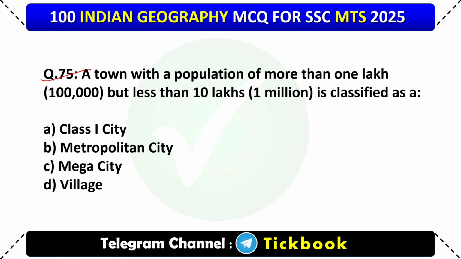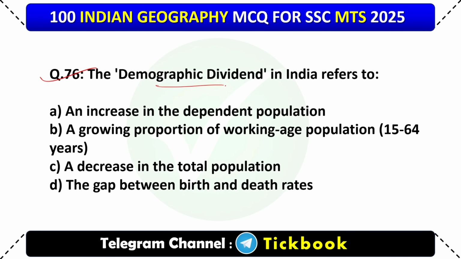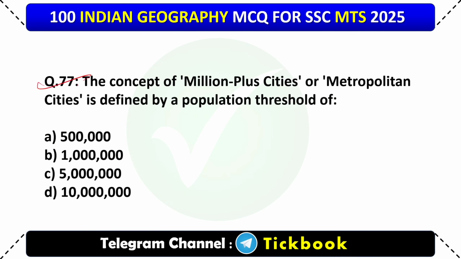75. A town with a population of more than 1 lakh but less than 10 lakh is classified as. Option number A is the right answer, class 1 city. 76. The demographic dividend in India refers to. Option number B, a growing proportion of working age population 15 to 64 years. 77. The concept of million plus cities or metropolitan cities is defined by a population threshold of. Option number B is the correct answer, 10 lakh.